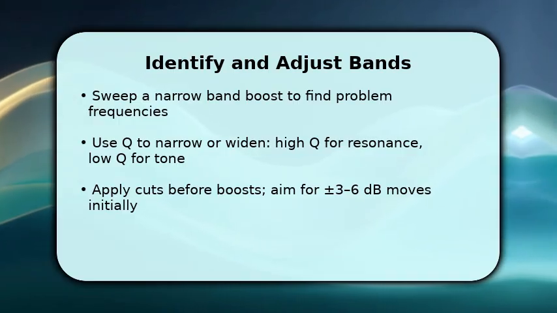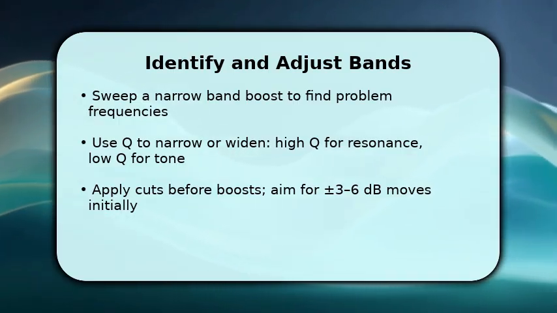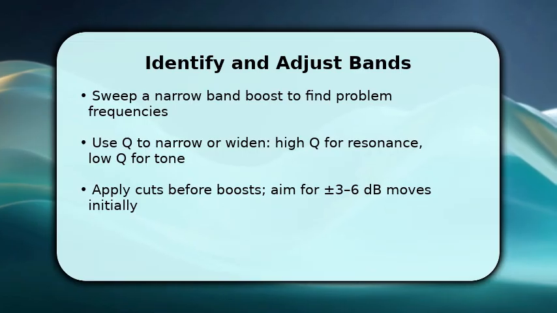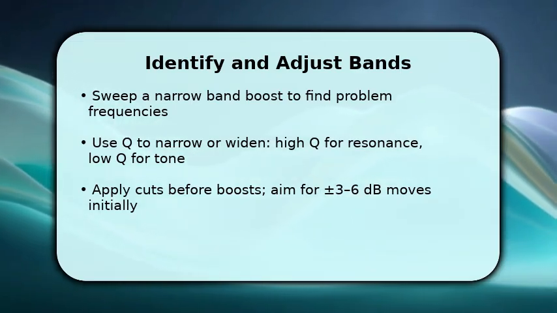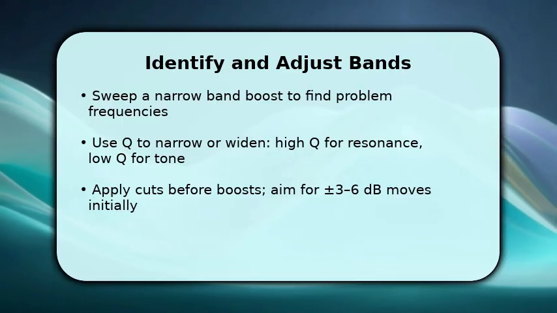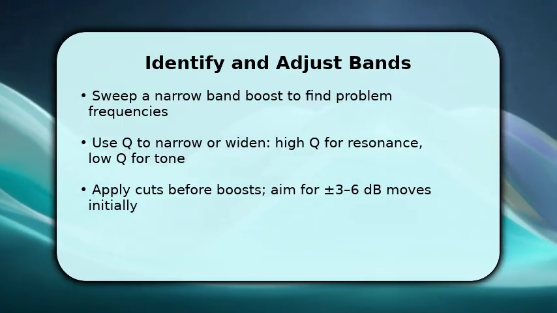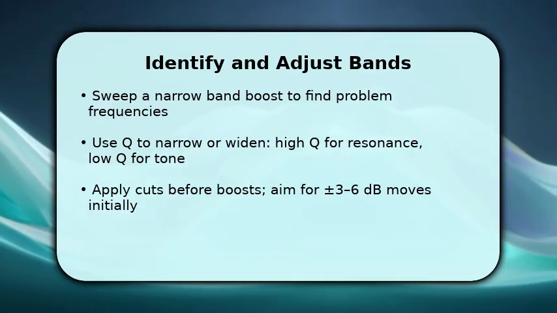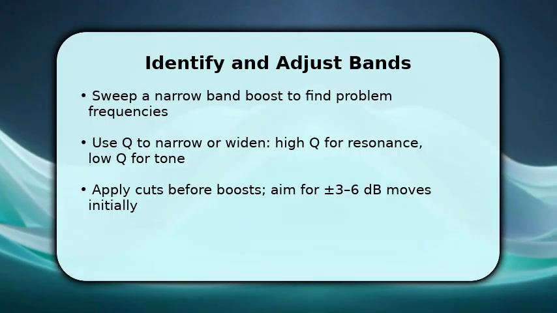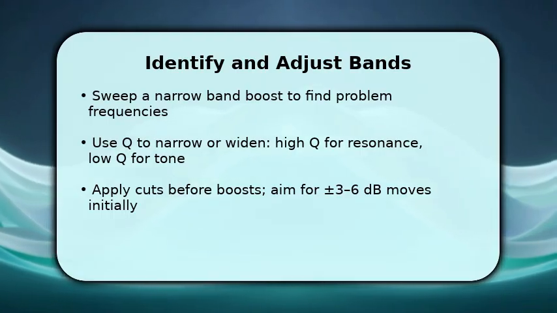Once done, set the Q, tight for resonances or loose for broad tonal shifts, because Q controls how musical the change sounds. Make moderate adjustments, typically 3 to 6 dB, and balance lows, mids, and highs in that order so the foundation is solid. Keep transitions smooth and compare to the flat baseline frequently to judge impact.